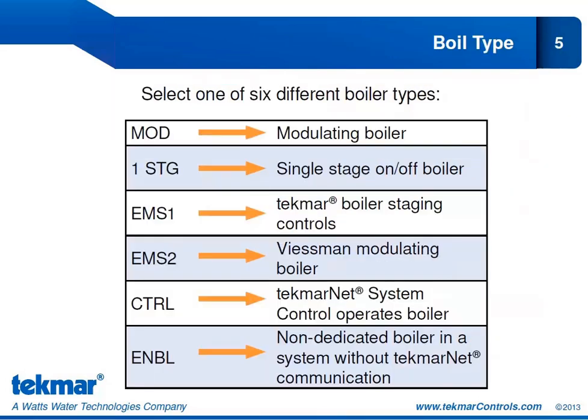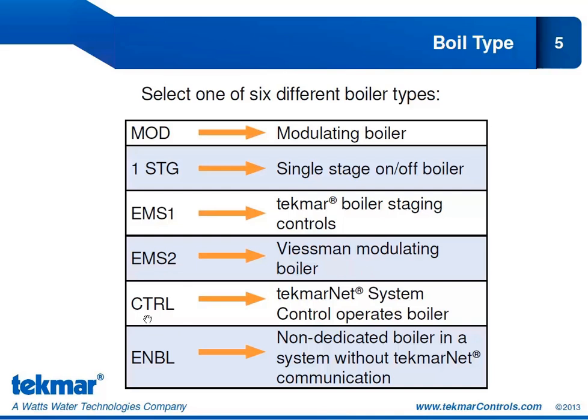If you select application mode boil, you will have to enter what type of boiler you're operating. Is it a modulating boiler? A single stage on-off boiler? Are you connecting the 654 to a TechMar boiler staging control using that EMS1 output? Is the 654 operating a Viessmann modulating boiler? Then you can use the EMS2 output.